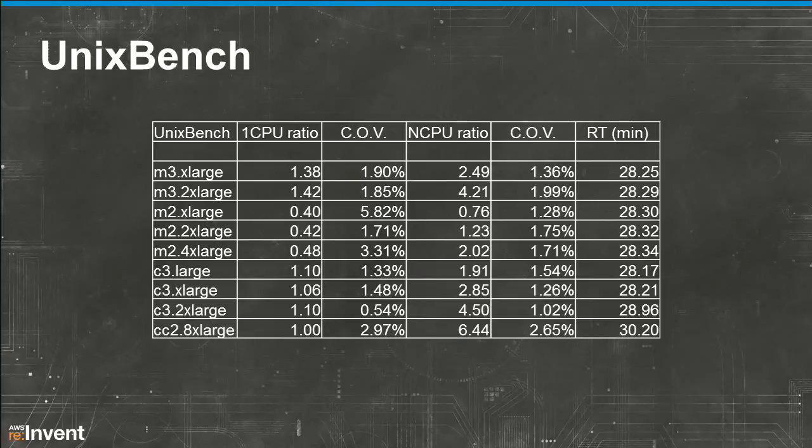Here are the results, again, looking at relative compute. This is for the full UnixBench test. You'll notice that these ratios look slightly different. Again, I'm using the CC2 8x large as the baseline. You'll notice that, for instance, the M2s seem to be almost half the performance of the baseline, whereas in the previous set of tests with Geekbench, they were about 3/4 or 0.7. Which one of these is right?